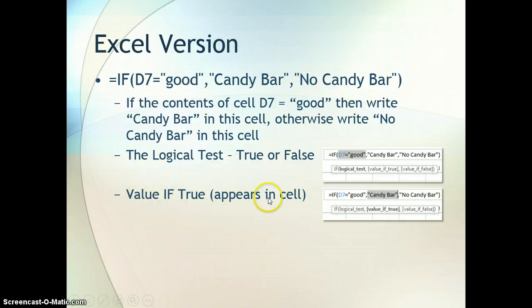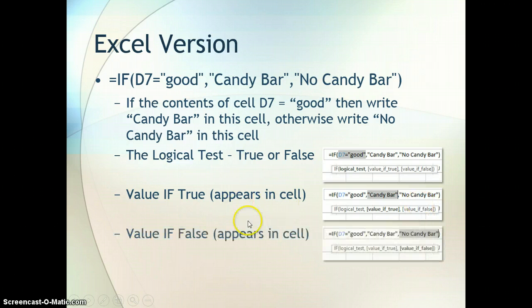And value if true is what to display or do if the logical test is true. And if it is true, we display the words candy bar. But if it's false, then we display the words no candy bar. So that's the order that it comes in. The logical test is what we're saying true or false, followed by, well, if it's true, do this, followed by, well, if it's false, do this. And that's the order, and they're separated here by commas within the if statement parentheses.